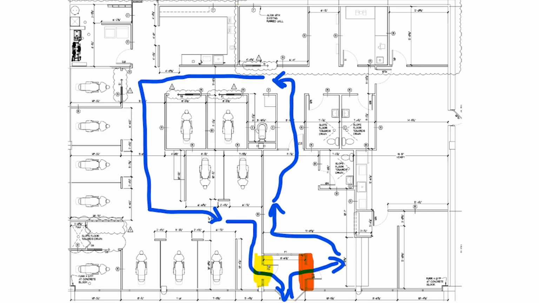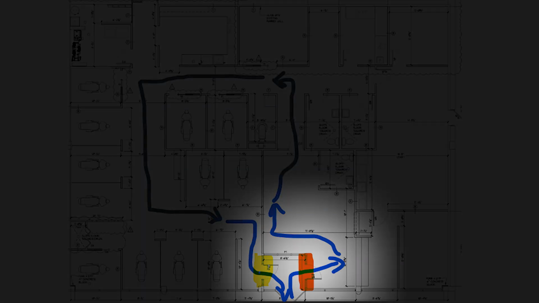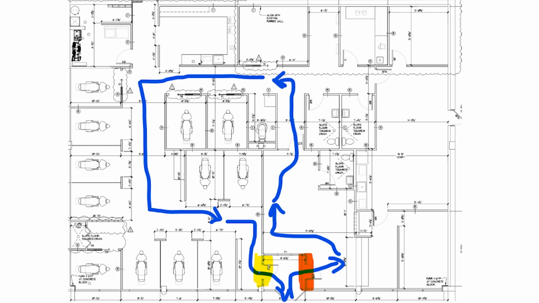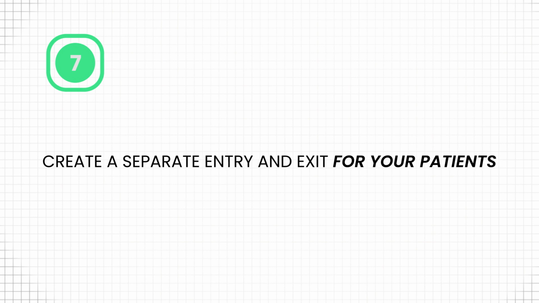The patient has finished his or her treatment and is now ready to leave your dental office. If you notice, there is an entry one way, highlighted in orange, and an exit door, highlighted in yellow. This is done on purpose. And this is also very important. This will prevent bottlenecks and people bumping into each other. So pro tip number 7, create a separate entry and exit for your patients. And this is good for several other reasons.